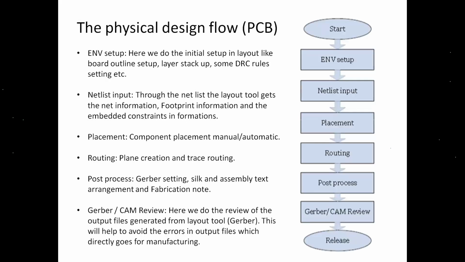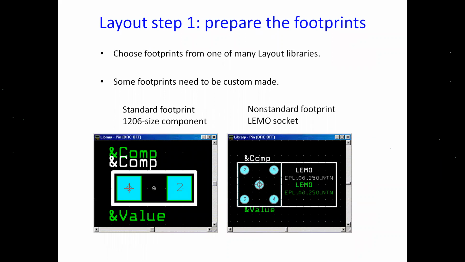And once you decide the board layout, I mean the schematic layout, you can follow this PCB design flow: the environmental setup, the netlist input, the placement and the routing, post process, and Gerber and CAM view. So these are all the processes we can follow for this PCB design flow. So we'll see one by one in brief.